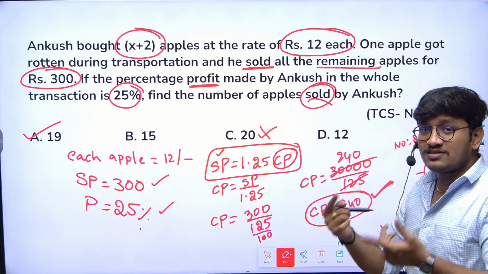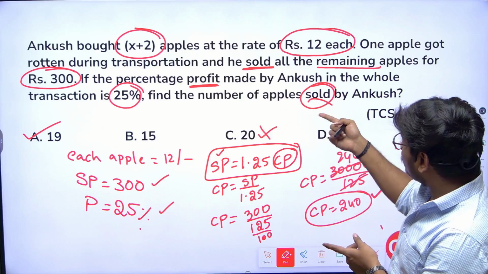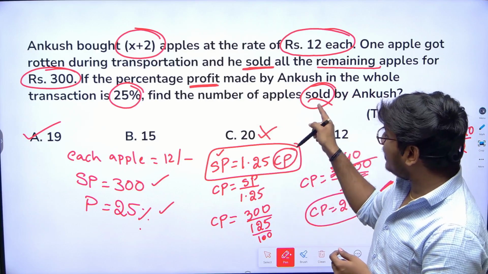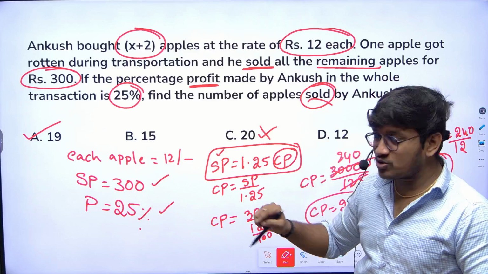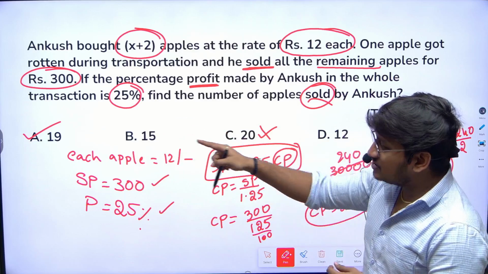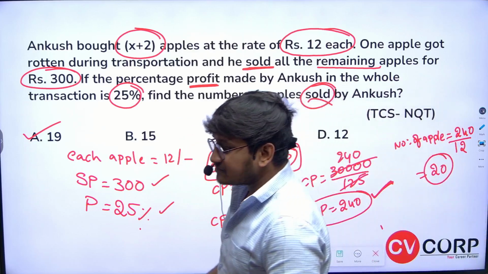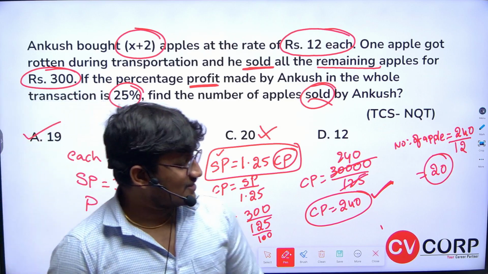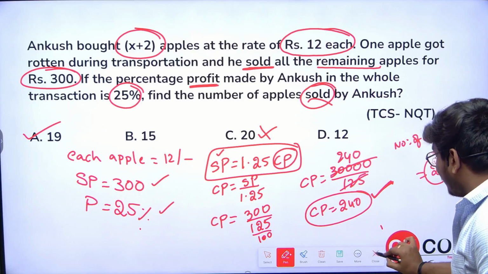If they would have asked the question, how many apples Ankush bought, then your answer will be 20. But here they are asking us to find the number of apples Ankush sold. So we should remove one apple out of 20. So the answer is 19. I hope you all are clear. Yeah, that's it. Okay, let's go with the next question.